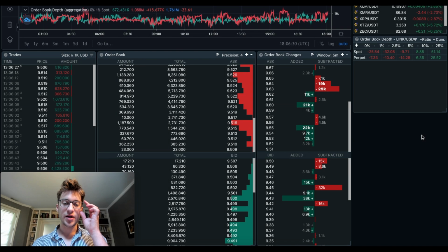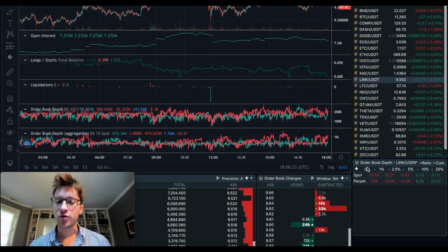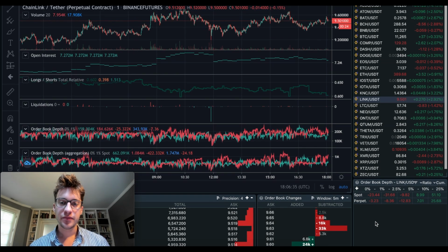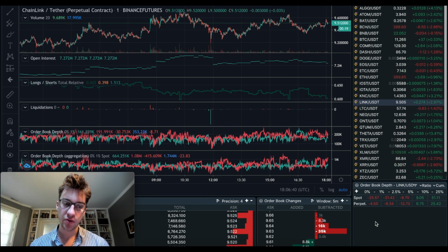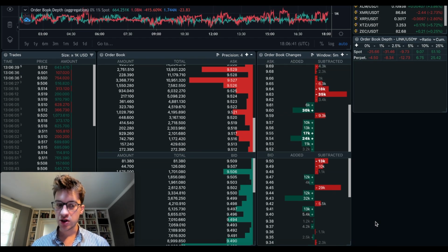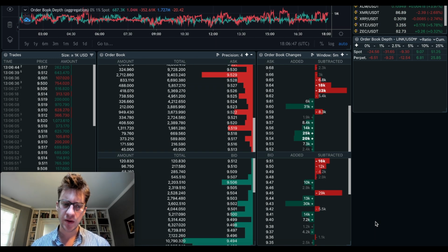Alright traders, let's dive into order book changes. So let's say you're scrolling through Binance futures or really any asset and you're trying to think, well, in the short term, is price going to likely rise or is price going to likely fall? Well, order book changes is one of the new tools that I've been using, and it's actually been a lot more helpful than I expected it to.